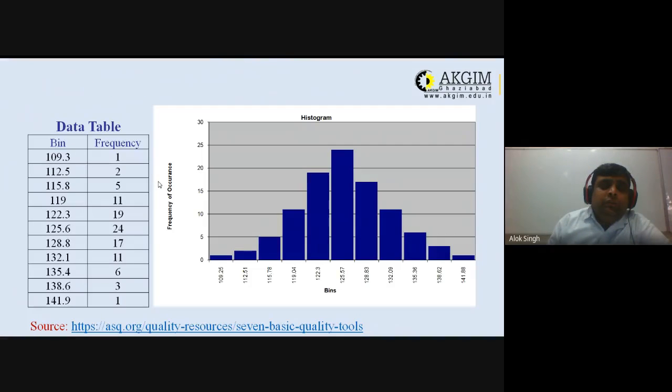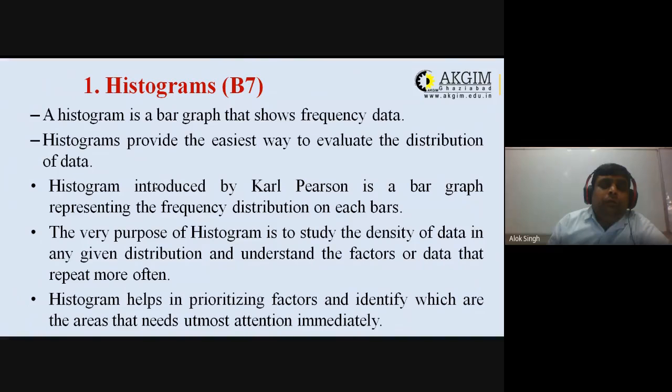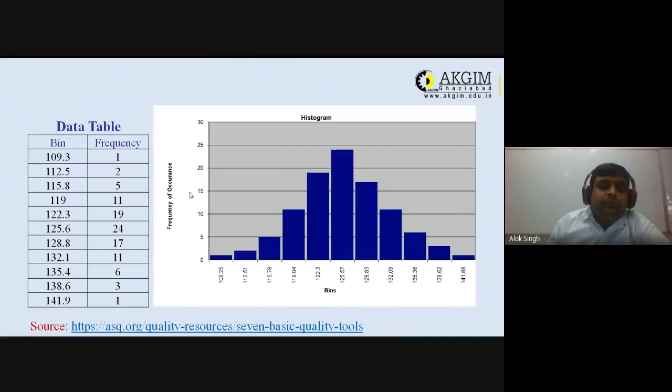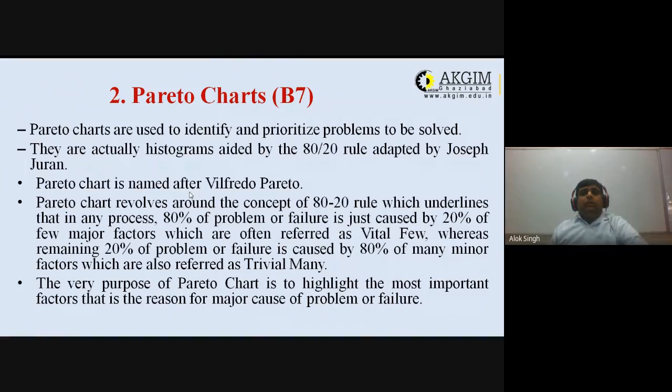Okay, so this is the number one tool of the basic 7 QC tools, and that is the histogram. Next is the Pareto chart. The most widely used tool is this. Pareto charts are used to identify and prioritize problems to be solved. Even in your real life problems, you can also use this Pareto chart.